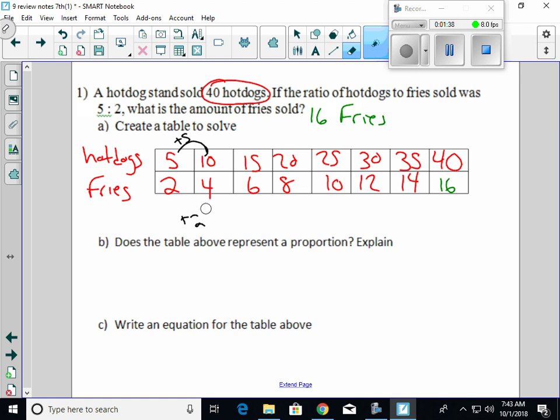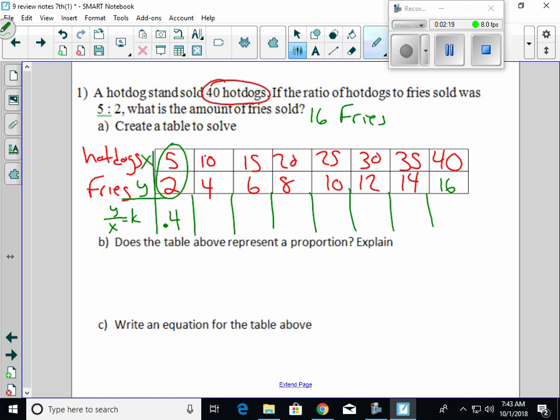Okay, so part B, does the table above represent a proportion? Okay, so how do we check if a table is proportion? Well, we have an XY table. We're going to make a third row, and that third row is going to be y divided by x equals k. We're going to divide to see if we get a constant. Okay, so when we divide that first column, the 2 and the 5, you have to type in the y first. So it's 2 divided by 5. I'm getting 0.4. So we have to check each one of these values.